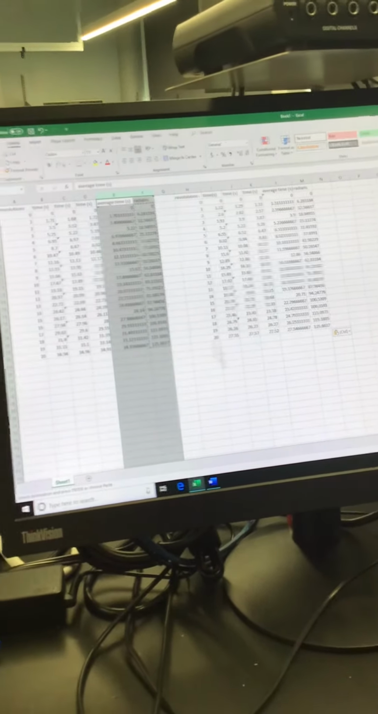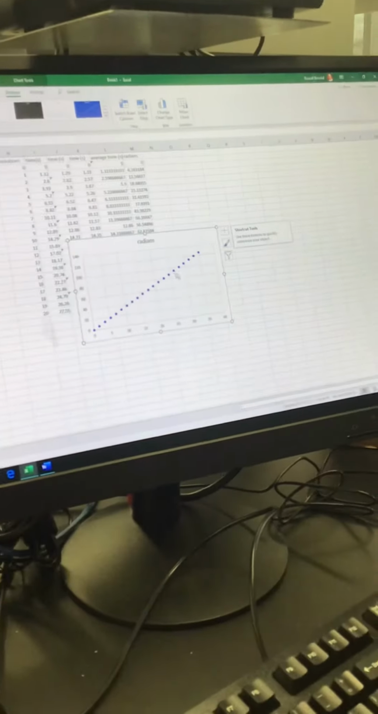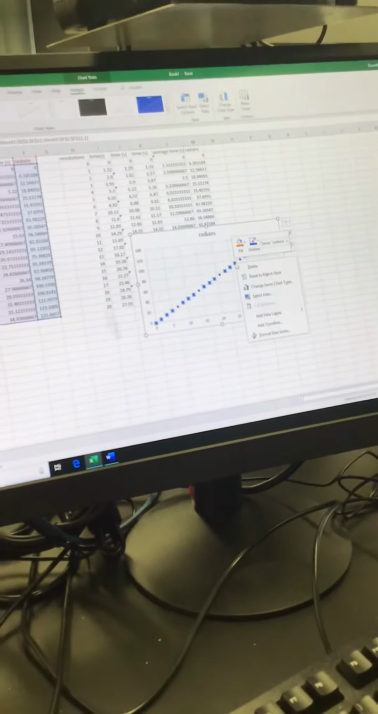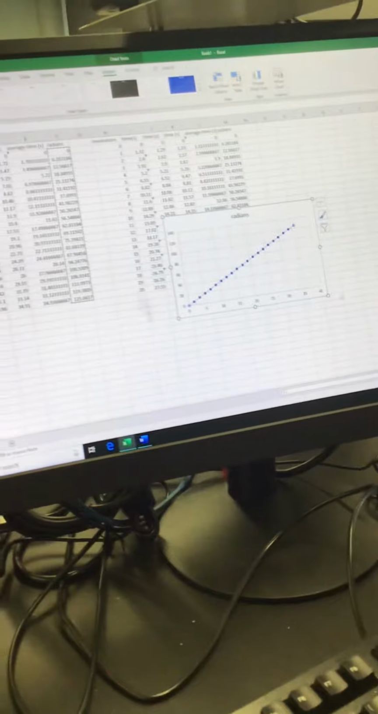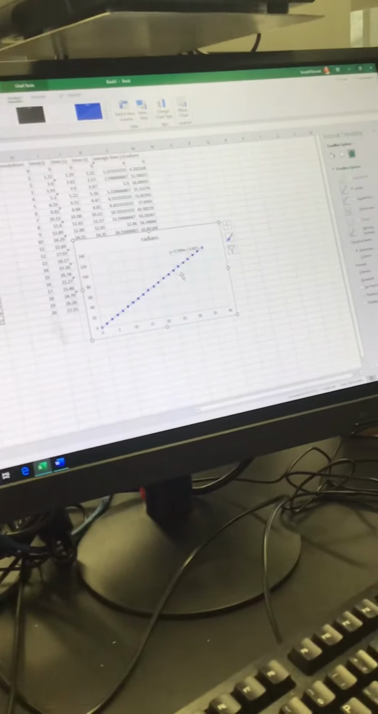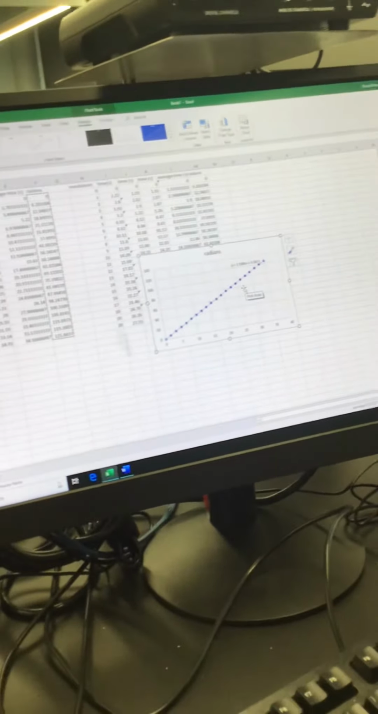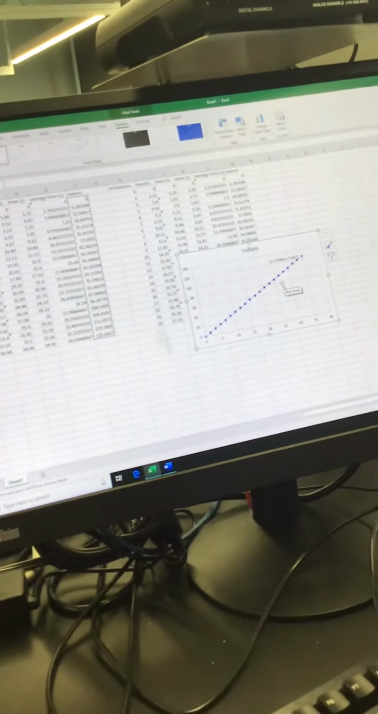and when I graph these, I get a very nice straight line. That's exciting. And when I add the trend line in, it tells me that this is 3.5986. Now what that would be is radians per second.